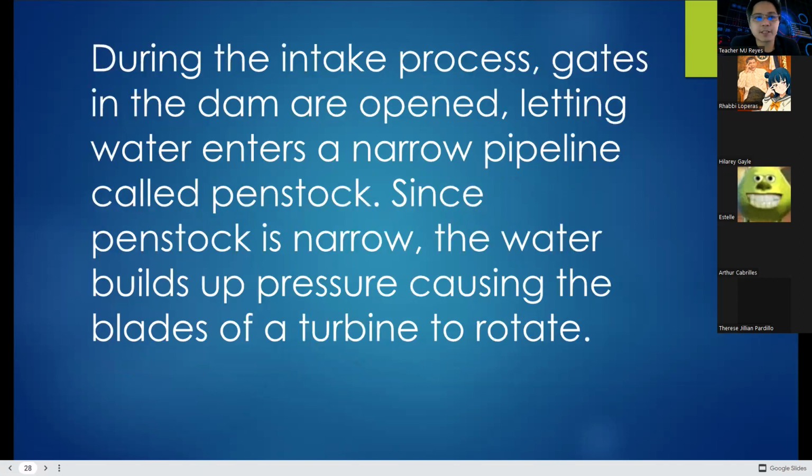During the intake process, gates in the dam are opened, letting water enter a narrow pipeline called the penstock. Since the penstock is narrow, the water builds up pressure, causing the blades of the turbine to rotate. The turbine is put there in order to create electricity. The turbine generates electricity.